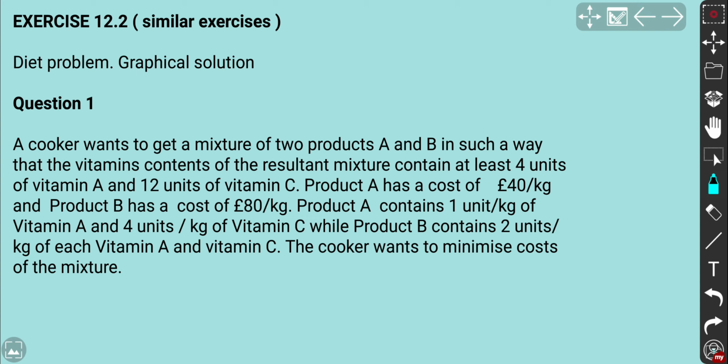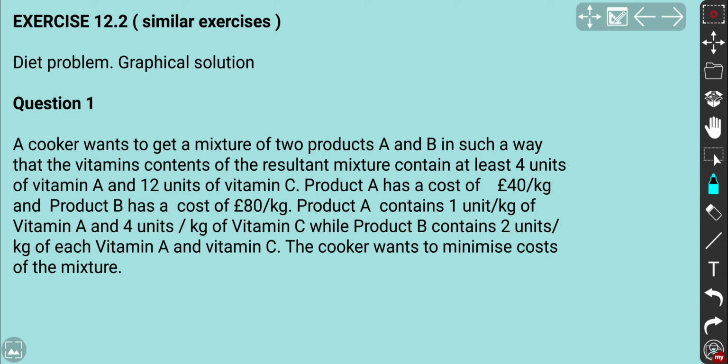I changed a little bit what you have in your books, but the general idea stays the same. So try to pause the video, try to do it on your own, and then we're going to consider what the solution to that problem might be.